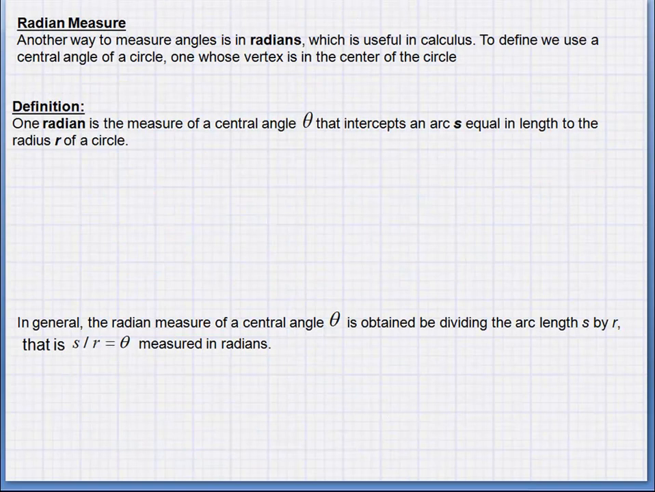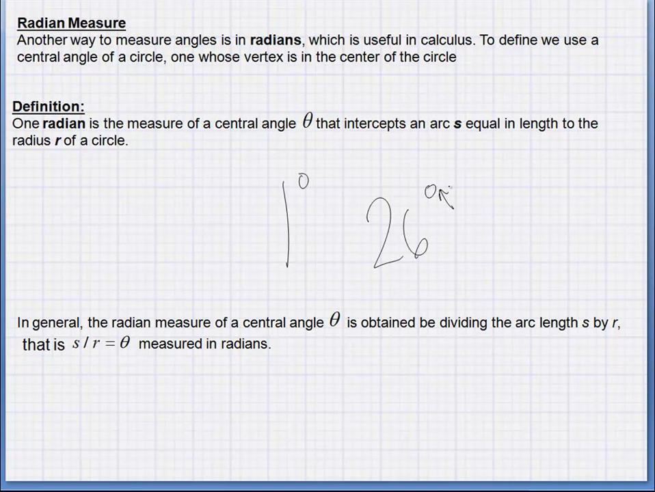Another way to measure angles is in radians, and this is usually more useful in most branches of calculus, or even in most branches of mathematics, and it has to do with the unit of measurement. When we write something in degree measure, we use the little degree symbol. I would write it as 1 degree, or 26 degrees. And that little symbol is the unit of measurement for degrees. Radians, on the other hand, doesn't quite have that unit of measurement, which is actually more useful. And I'll explain that in a second.